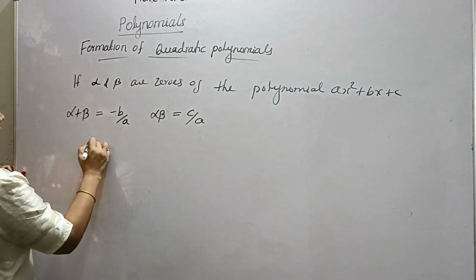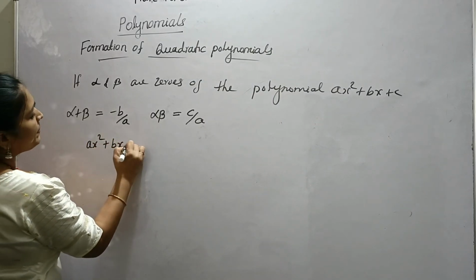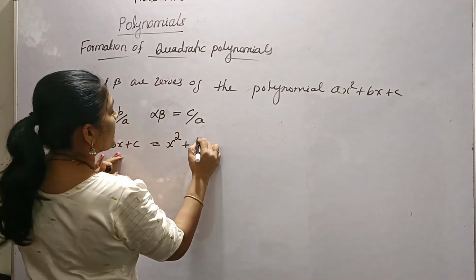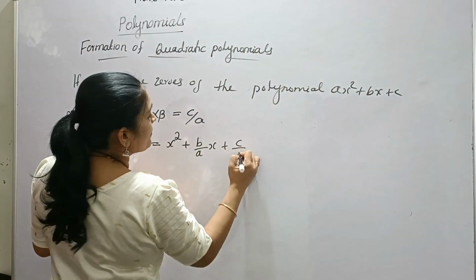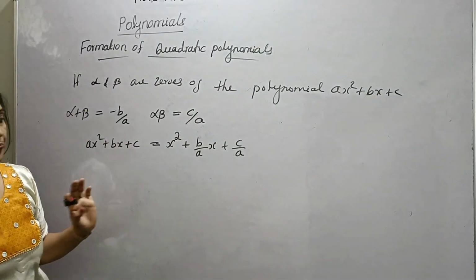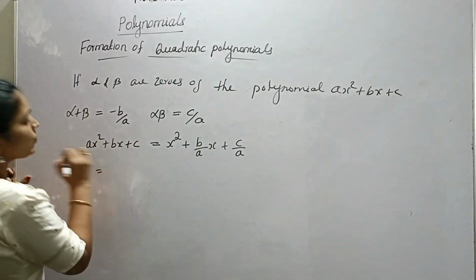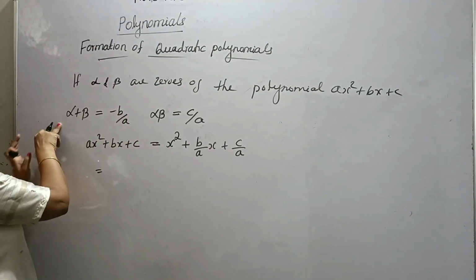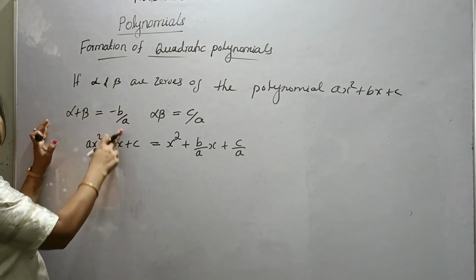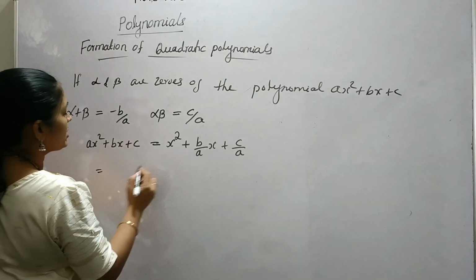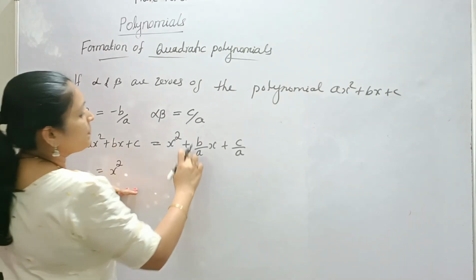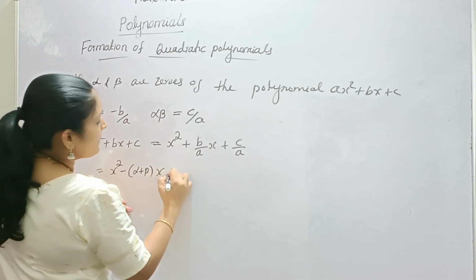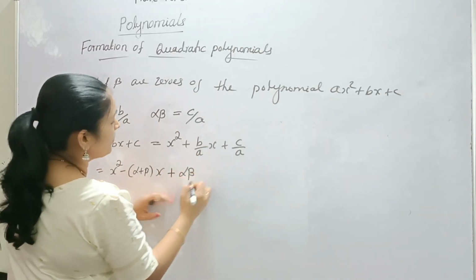Okay. So here ax square plus bx plus c. This can be written as x square plus b by a x plus c by a, divided throughout by a. Then it is equal to, see here let's substitute. What is b by a? Minus of alpha plus beta. Alpha plus beta is equal to minus b by a. Therefore b by a is minus of alpha plus beta. So it will be x square, b by a is minus of alpha plus beta into x plus what is c by a? Alpha into beta.